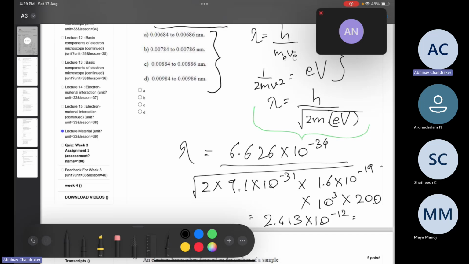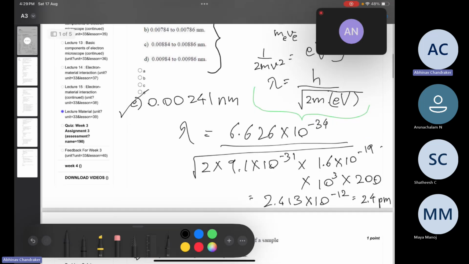which is equal to 2.4 picometer, or 0.00241 nanometer. So this is the correct option, E, option E.